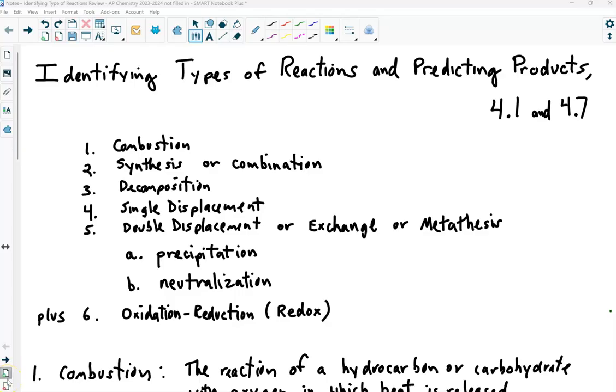Now, we're going to take each one of these types of reactions and talk about how you would recognize a type of reaction as a combustion reaction, as a synthesis reaction, etc. And once you do that, what are the tips for predicting the products of that type of chemical reaction?